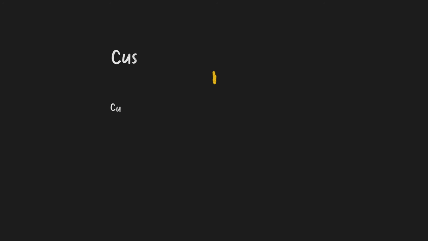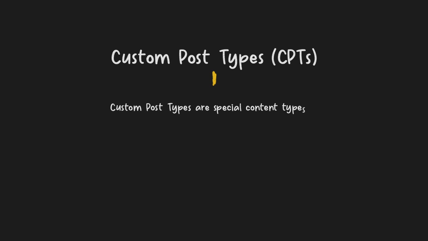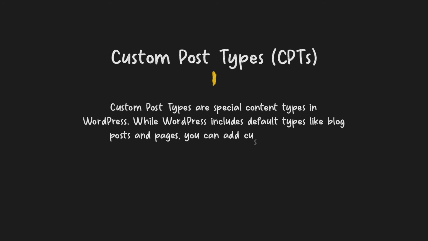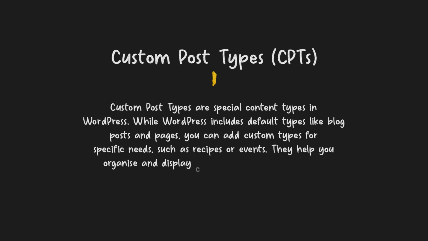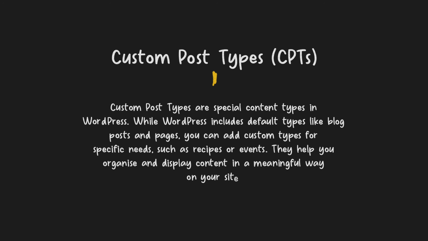Then we have custom post types. Now, custom post types are like special types of content you create on your WordPress website. By default, WordPress comes with a few types like blog posts and pages, but sometimes you should add something different like a section for recipes, events, or products. Custom post types let you create these types of content so you can organize and display them separately in a way that makes sense for your site.